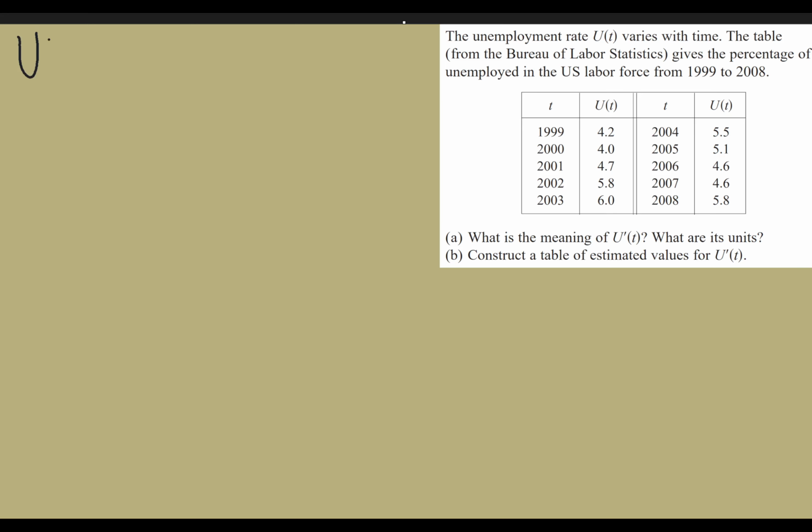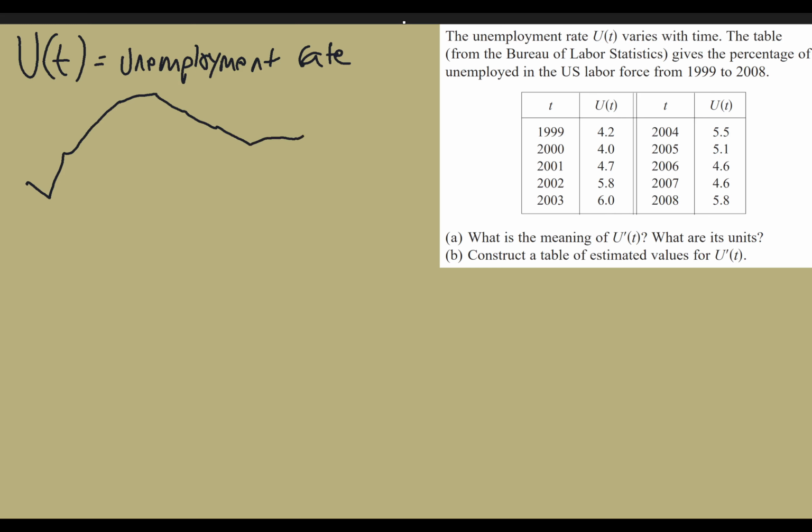They tell us the unemployment rate is represented by U of t. I'm just going to call it the unemployment rate. Now, derivatives tell us what to expect from little chunks and steps. So I'm going to graph this out, and it's not going to be accurate, but you'll see how I do it. Let's say we're starting at 4.2, we're going to go down to 4.0, 4.7, 5.8, 6.0, 5.5, 5.1, 4.6, 4.6, 5.8. The graph's going to look something like this.